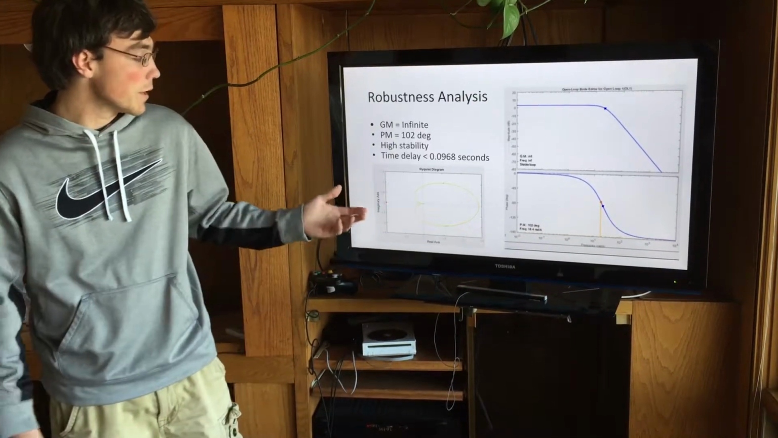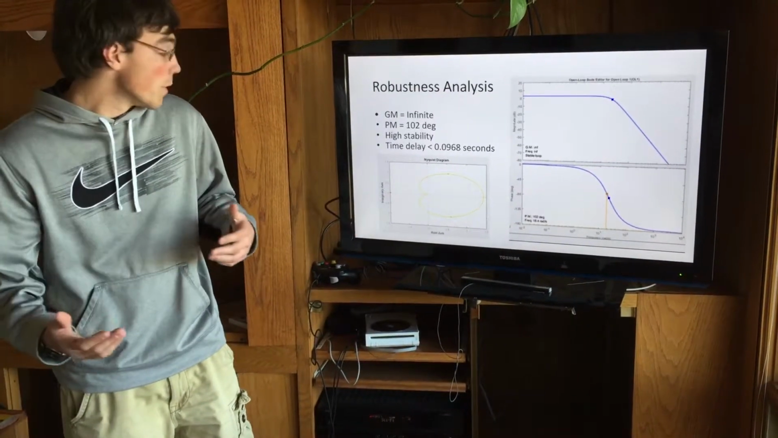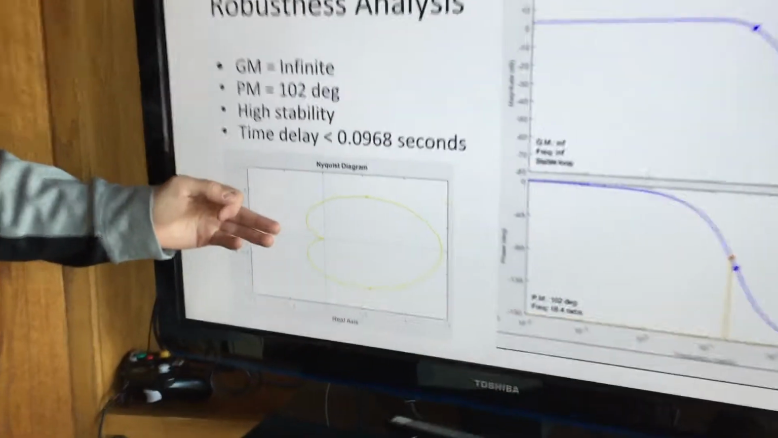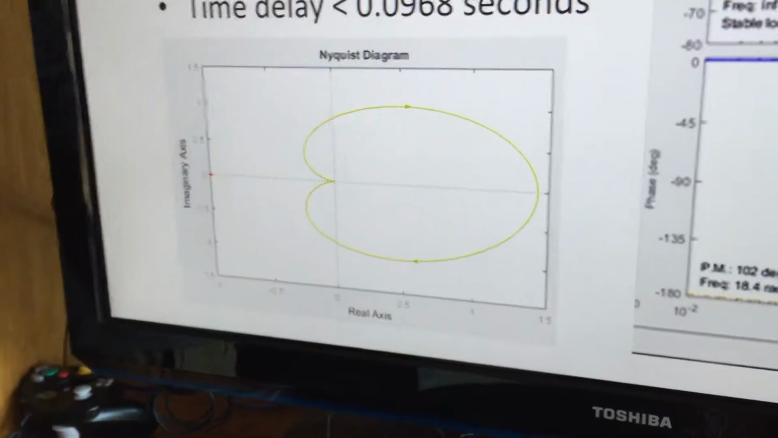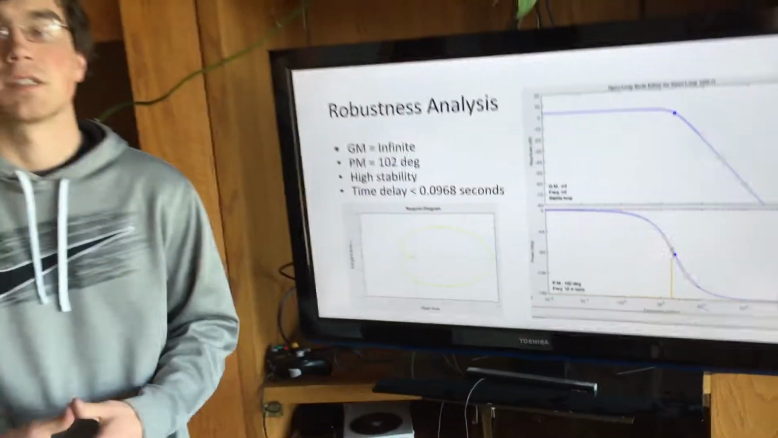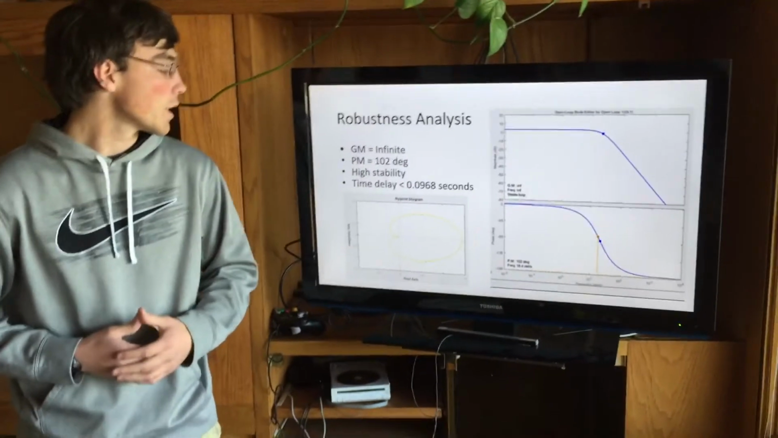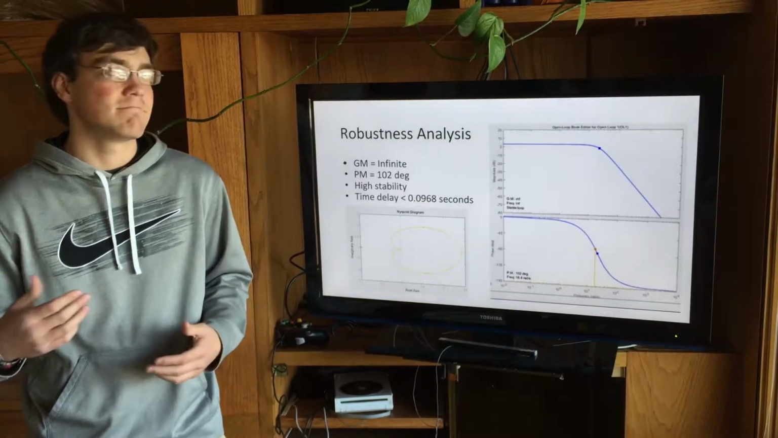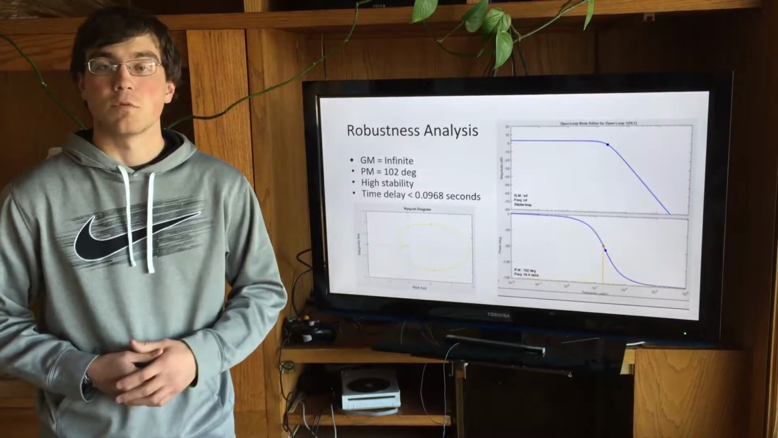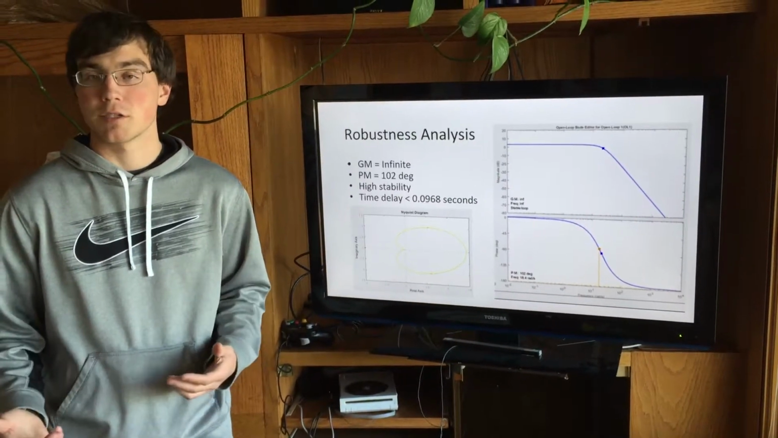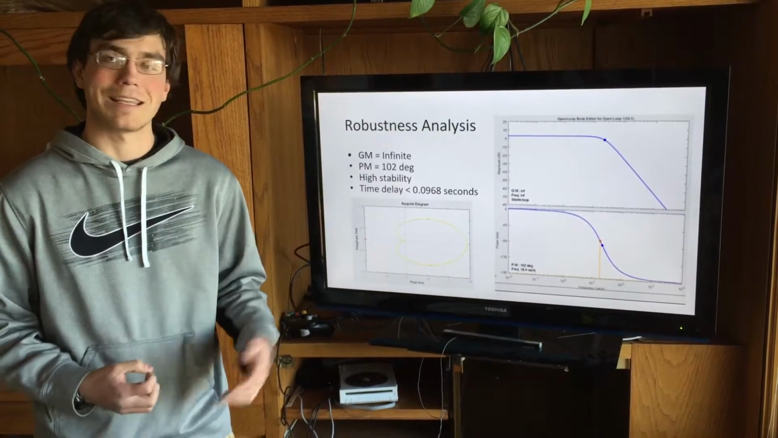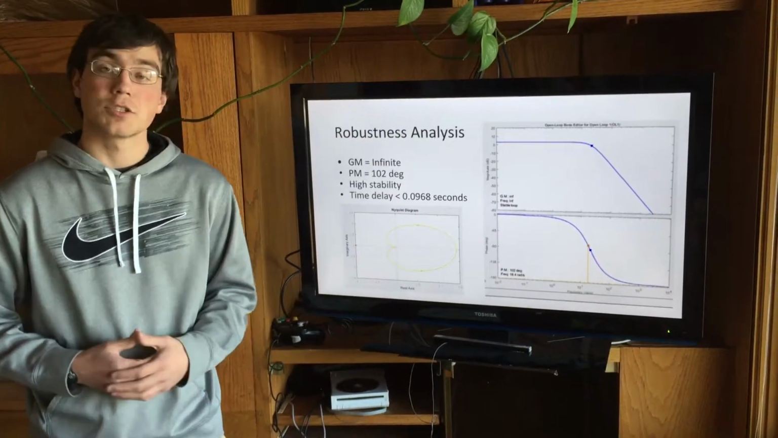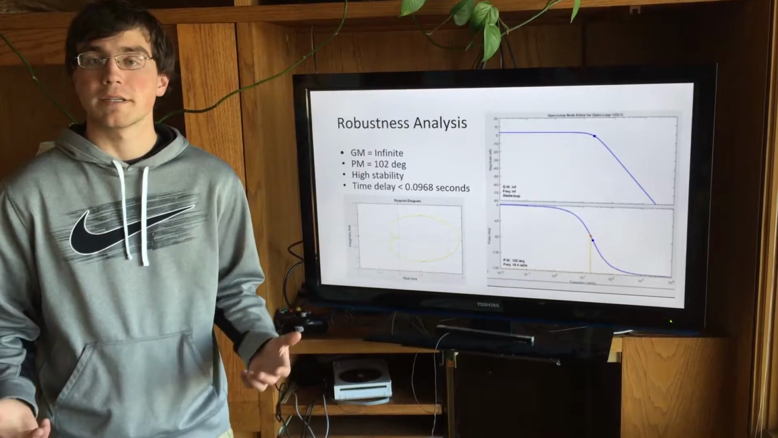This is also reinforced by our Nyquist diagram. Although you might not be able to see it, this point here is a -1. The Nyquist diagram never gets to even -5. It's a very stable system. There's a lot of play that's left over. And this actually allows us to have a time delay of roughly 0.097 seconds, which is very reasonable with modern electronics. A time delay in excess of this would be unrealistic. So this is a part of our system that'll actually work well with real-world constraints.